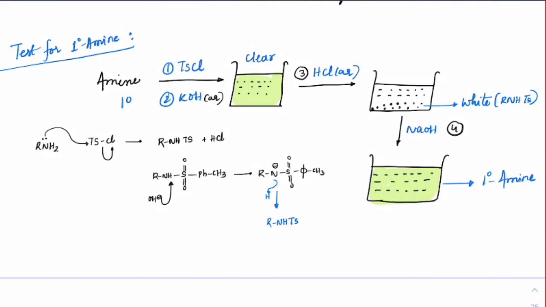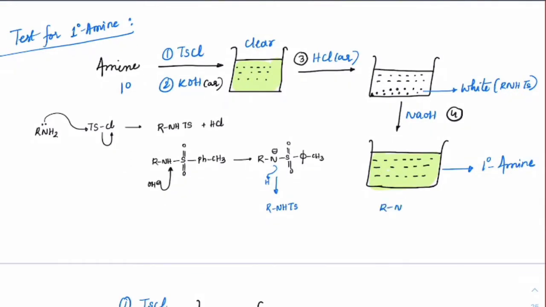Now again if I add NaOH, it should become a clear solution. What does that mean? Clear solution, as in it will become RN minus, S double bond O, tosyl. This is a confirmation for primary amine: starting with tosyl chloride, if I get a precipitate which on reaction with KOH becomes a clear solution, then adding HCl should give a white precipitate, and again adding NaOH or KOH, it should become a clear solution. This is an indication, or this is a method, for identifying primary amine.